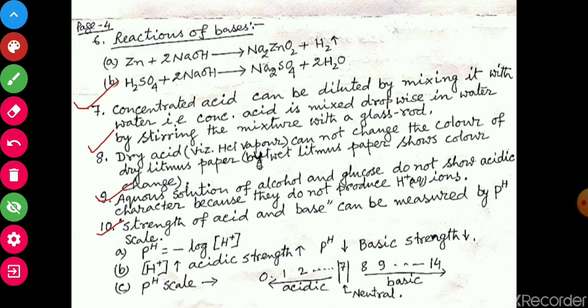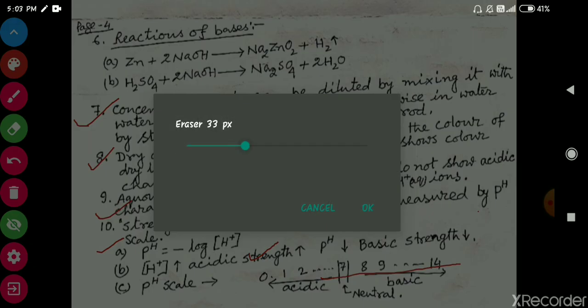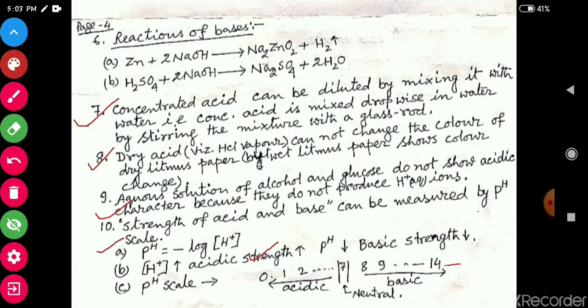pH is mathematically the negative log of hydrogen ion concentration. As hydrogen ion concentration increases, acidic strength increases, pH value decreases, and basic strength decreases. Now, the pH scale. In this pH scale, it ranges from 0 to 14. 7 is neutral, more than 7 is basic, less than 7 is acidic.